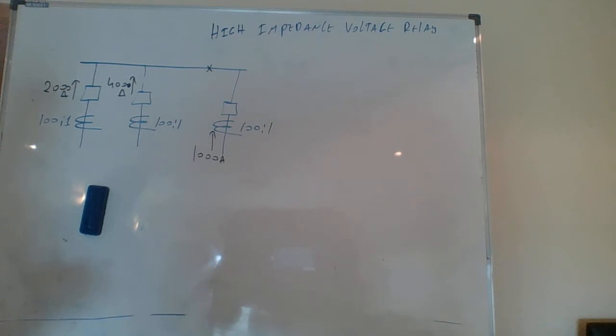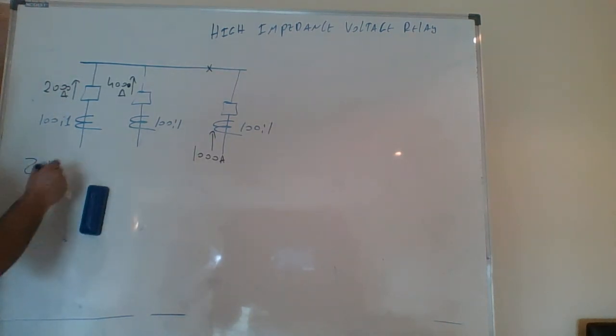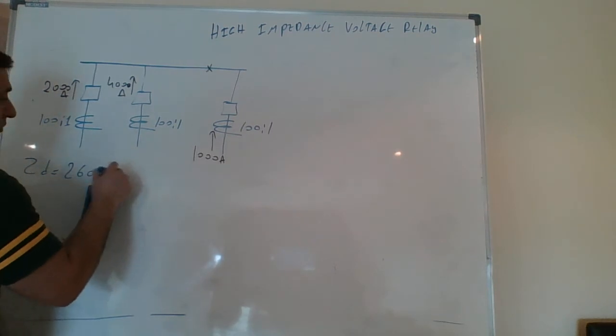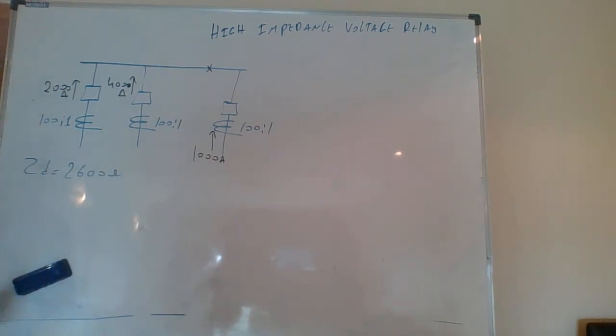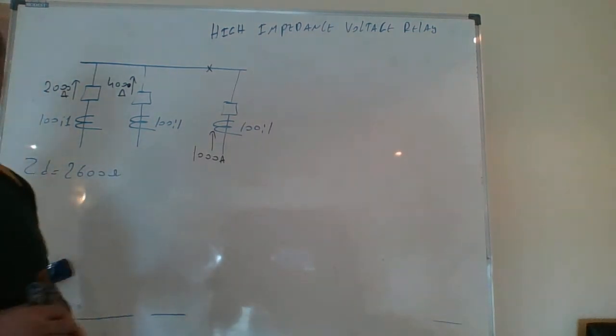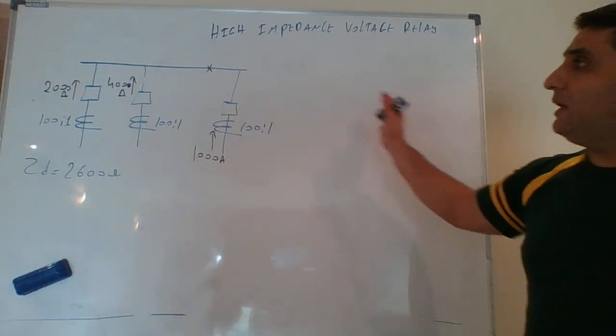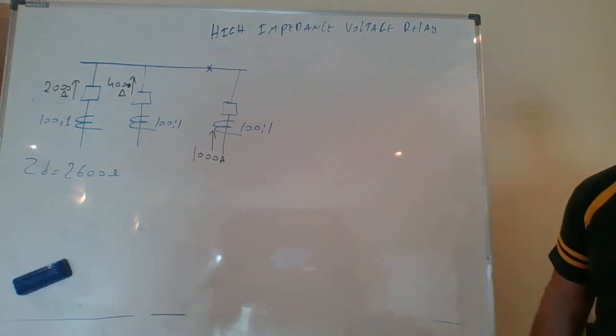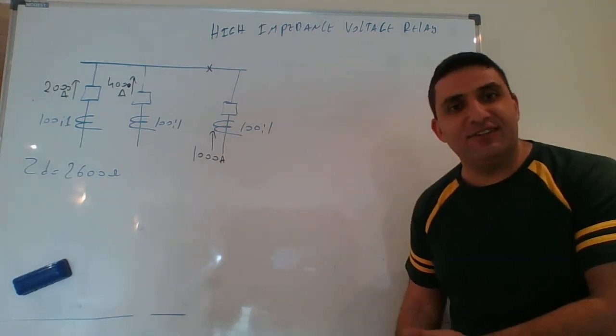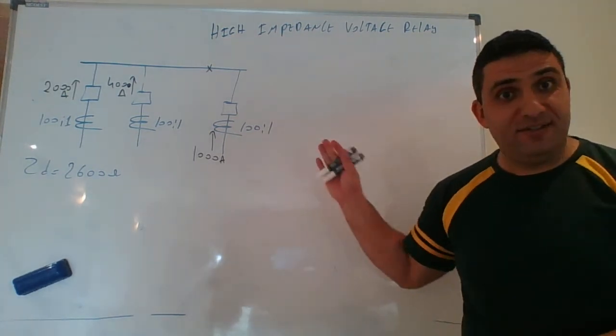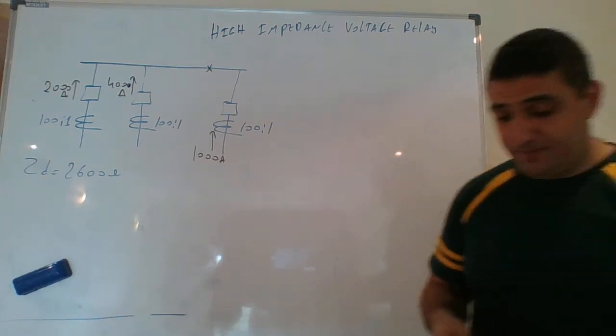Also, it's being given to me that ZD is given to be 2600 ohm. All I do now is let me sketch my circuit to determine what it is. Okay, let's sketch the circuit.